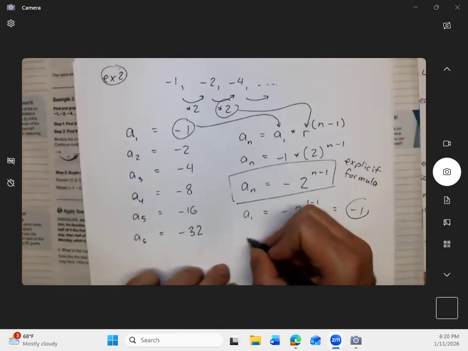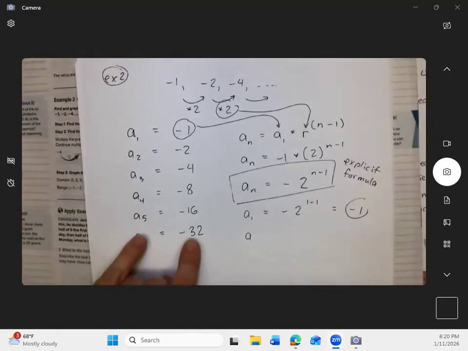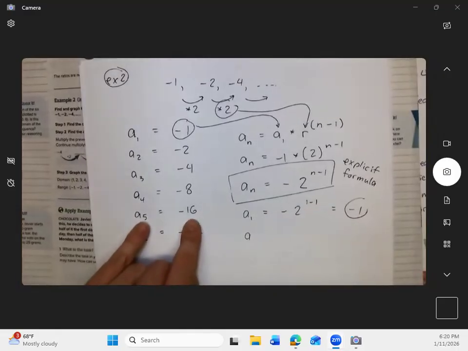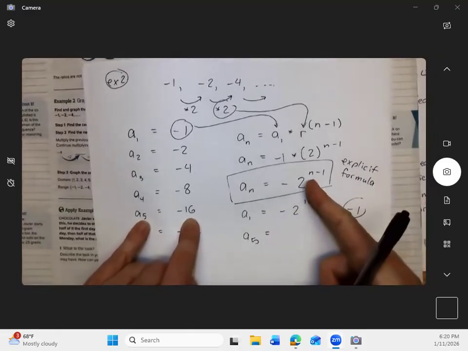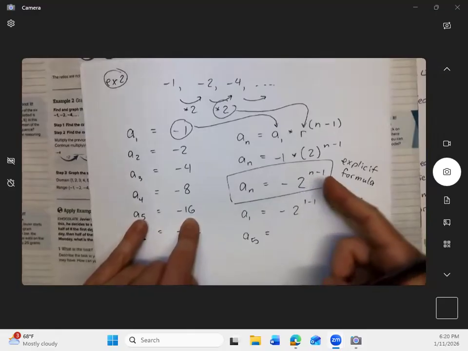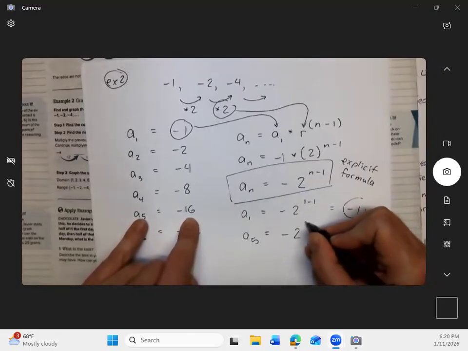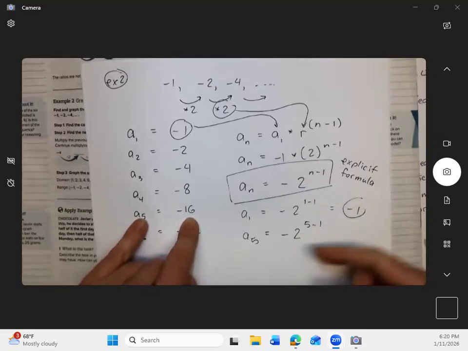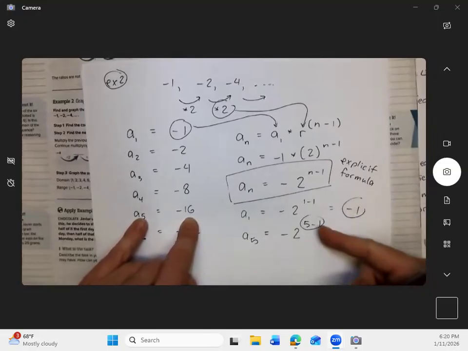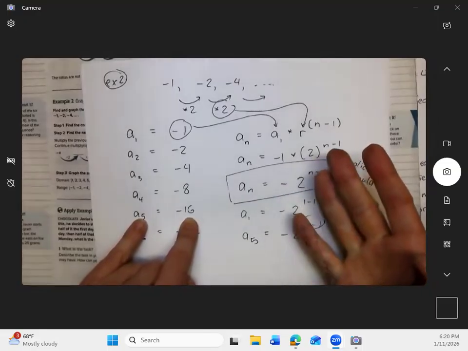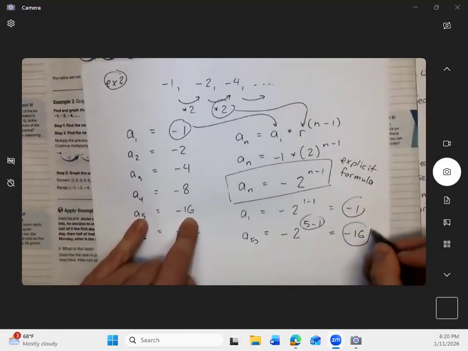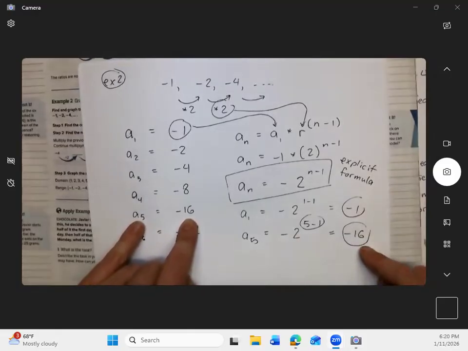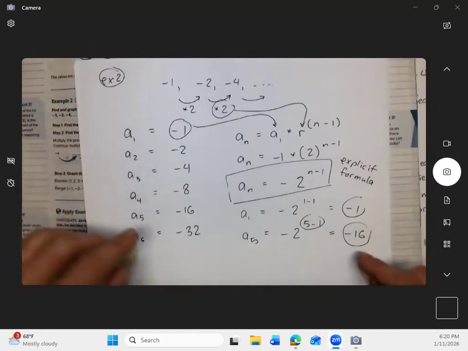Okay? Let me try something else. Let me try how about the fifth term, which I know should be negative 16, but we're going to put it through the test. So in the place of n, what if I put 5 for the fifth term? So I got negative 2 to the power of 5 minus 1. Okay, 5 minus 1 is 4. So that's 2 to the power of 4. 2, 4, 8, 16. This would be 16. It's negative. Negative 16. Yeah, which is exactly what I got by just doing it by hand, one term at a time.